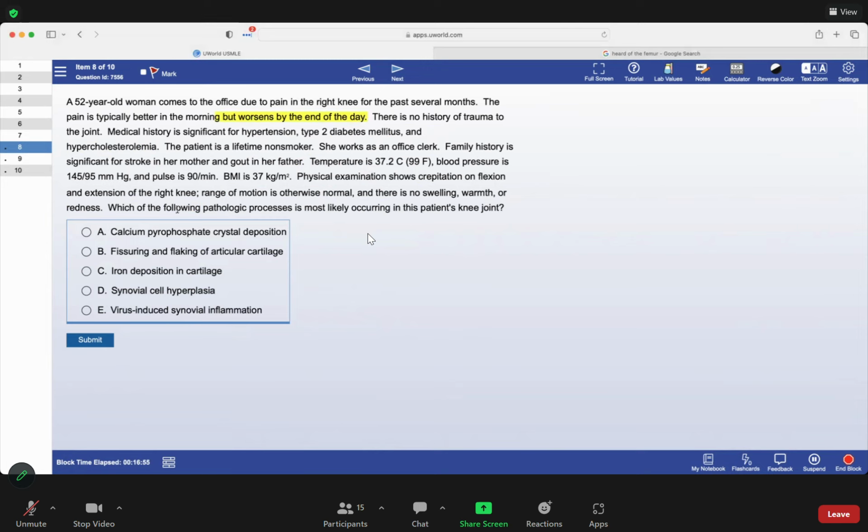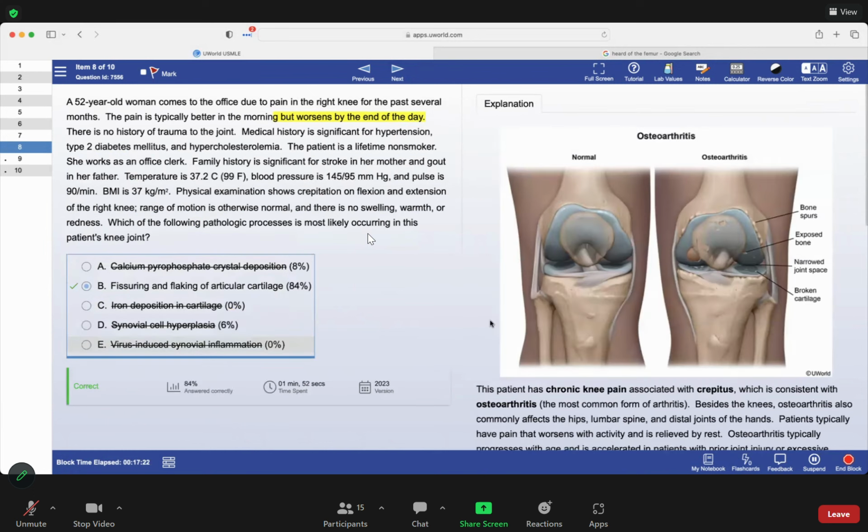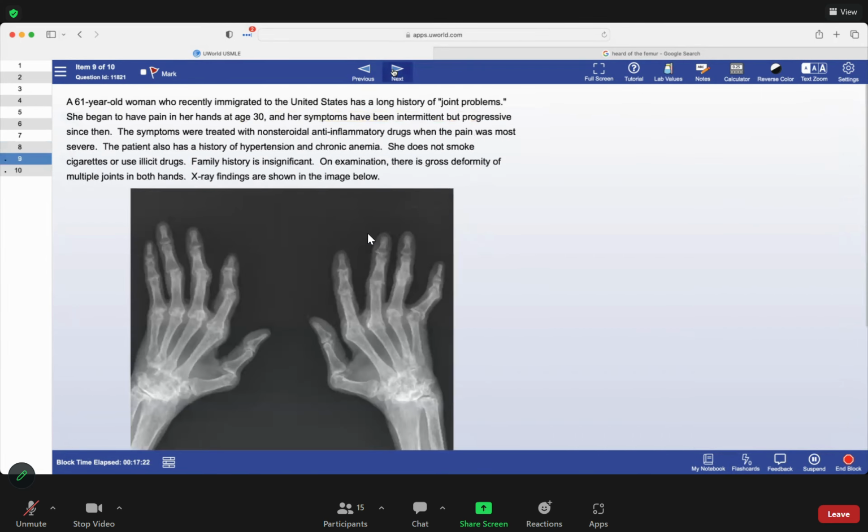So let's say you know it's osteoarthritis, but you don't know what these options are, right? Some of them, you could still rule out. Calcium pyrophosphate, that's pseudogout. Iron deposition, that's hemochromatosis and stuff, okay? Synovial cell hyperplasia, that's rheumatoid. Virus induced, that's septic arthritis. So that brings you to fissuring, flaking of articular cartilage. Even if you don't know what B is, you could still rule out the other options here, folks, okay? Fissuring and flaking of articular cartilage is basically how they are getting destroyed. You could see pieces by pieces. That's what it is. All right.